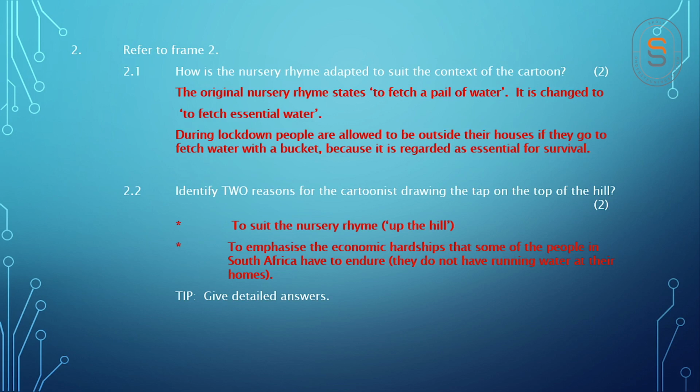So you must make sure what is the context. It's lockdown right now. Know the rules. You're not allowed to go outside unless it's for essential services or essential goods that you need. All right, and that's why the nursery rhyme was adapted to fetch essential water. Then the next one, identify 2 reasons for the cartoonist drawing the tap on the top of the hill.